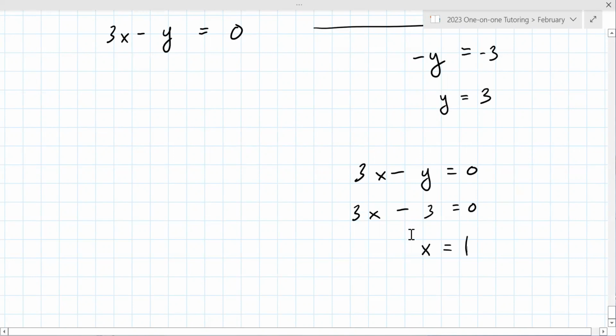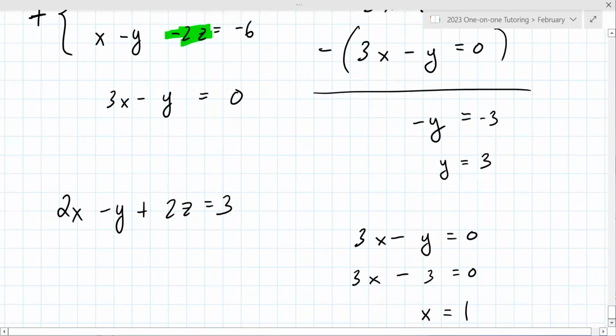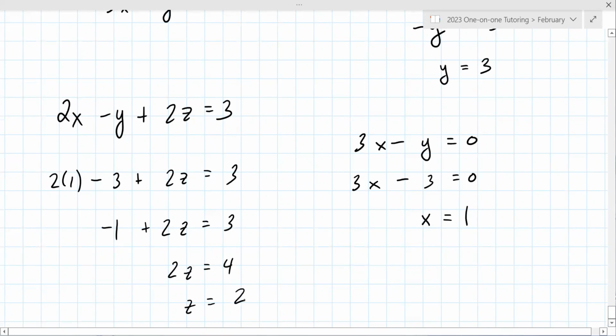So we can go back to any of the original equations. I'll go with the first one. 2x minus y plus 2z equals 3. And just substitute in those numbers we found. 2 times 1 minus 3 plus 2z equals 3. -1 plus 2z equals 3. Add 1. So z equals 2. Gotcha. So your answer is 1, 3, 2. You could check that in all three equations, should work.